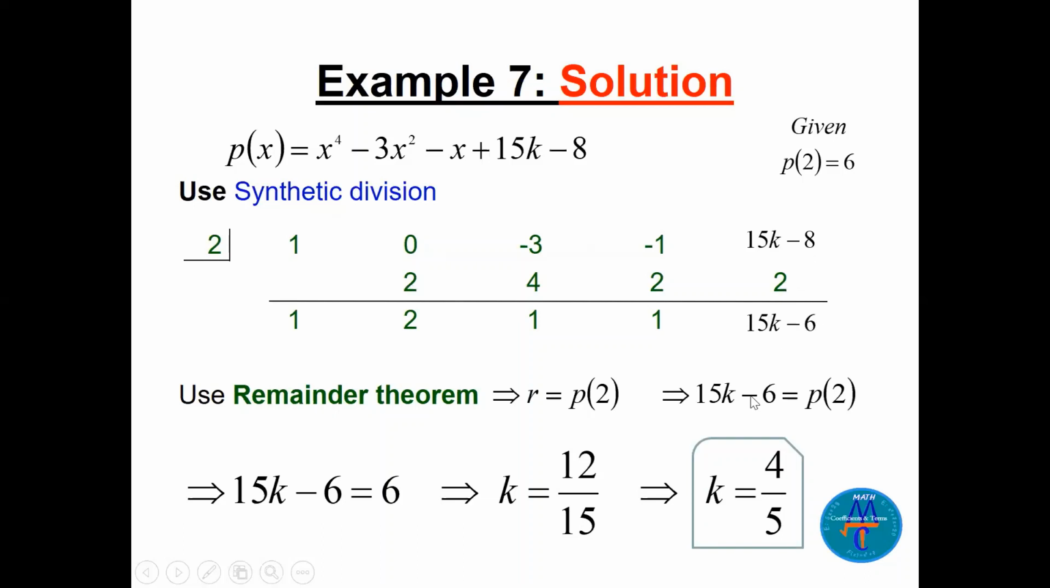So now this one is P of 2. P of 2 is given, see? It's given 6. So I put 6 equals 15k minus 6. So 12 over 15, and then divide by 3, so k will be 4 over 5.